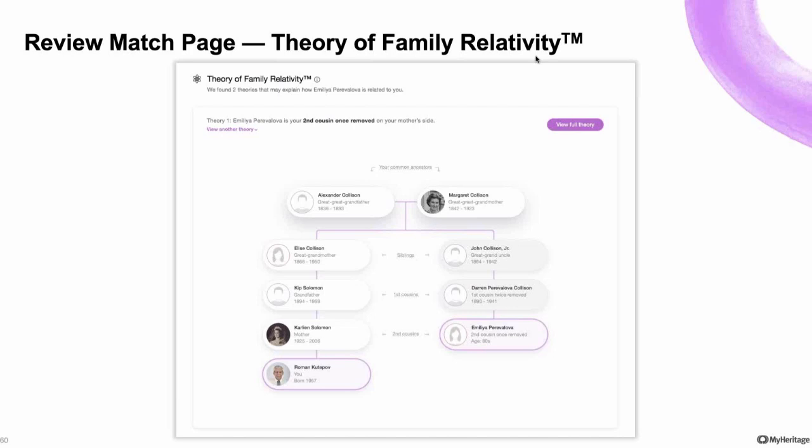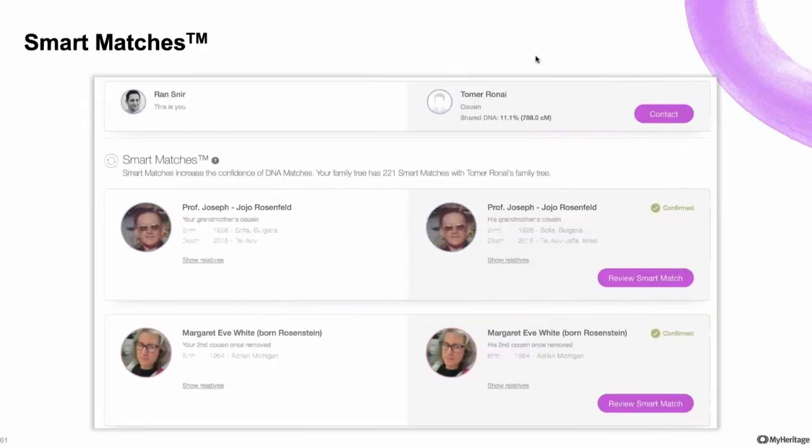So that was the theory of family relativity. Next, we're showing you smart matches. In this example right here, this is me and Tomer, my cousin, and I'm showing individuals who exist in my tree and on his tree. I can judge for myself and see whether it makes sense. I can then try to understand how I'm related to Professor Joseph and how Tomer is related to Professor Joseph on his tree. It's also implied right there. And we can look at that and then maybe understand the relation between the two of us.